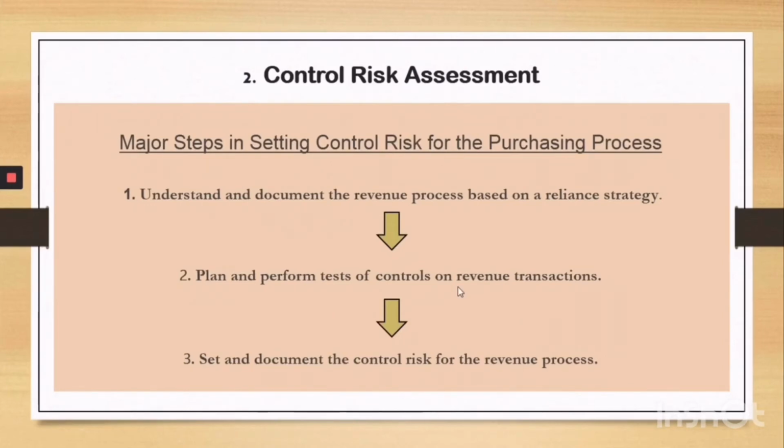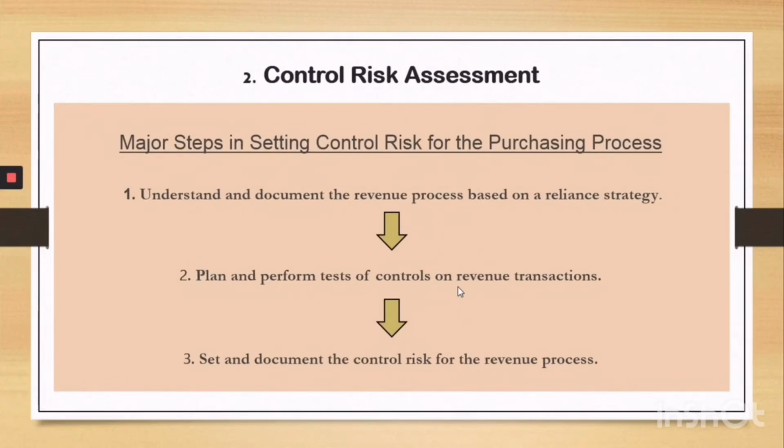Next, we move to the second step in setting control risk for the purchasing process, which is to plan and perform tests of controls on purchase transactions. The auditor analyzes the purchasing process in order to identify controls that ensure that material misstatements are prevented or detected and corrected. Tests of controls would then be necessary to verify that these controls are operating effectively.